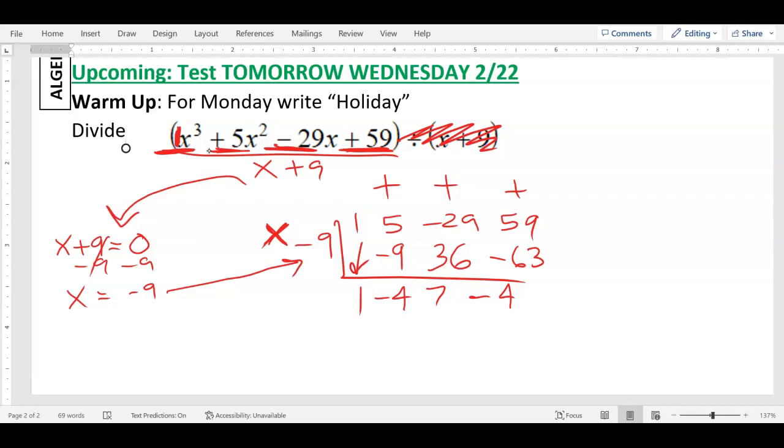Just on the bottom here. So this 1 is going to be in front of x squared. This negative 4 is going to be in front of x. The 7 is the constant, right? And then the last part is the remainder. So I have a negative 4 over the x plus 9. So you can put negative 4 divided by x plus 9. It's just whatever's in front of the remainder number.